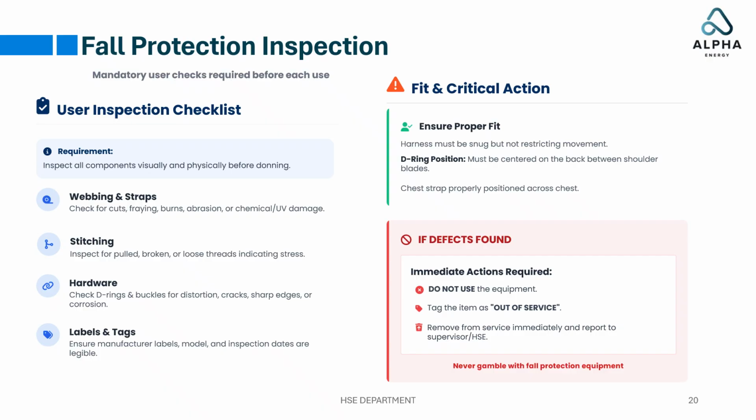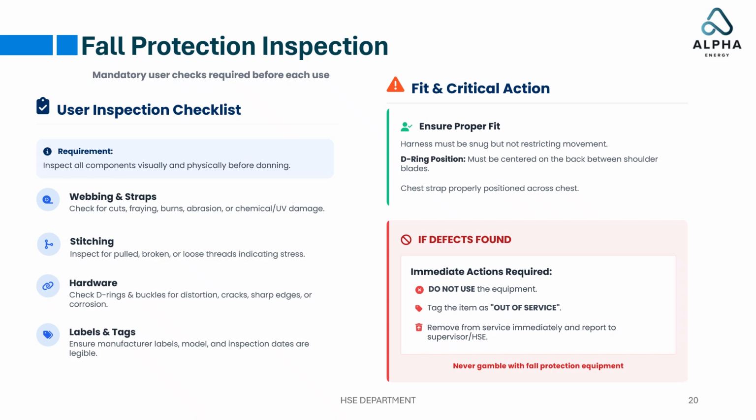Fall protection inspection outlines mandatory pre-use user checks, emphasizing that all components must be visually and physically inspected before donning. The user inspection checklist requires workers to examine webbing and straps for cuts, burns, or UV damage, stitching for pulled or broken threads, hardware like D-rings and buckles for distortion or corrosion, and labels to ensure they are legible. Proper fit is achieved when the harness is snug, the D-ring is centered between the shoulder blades, and the chest strap is correctly positioned.